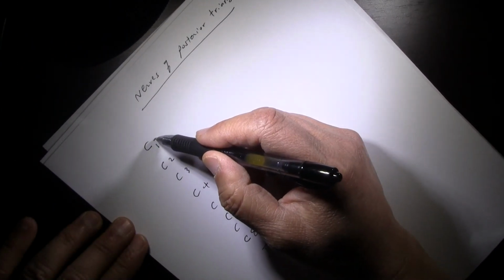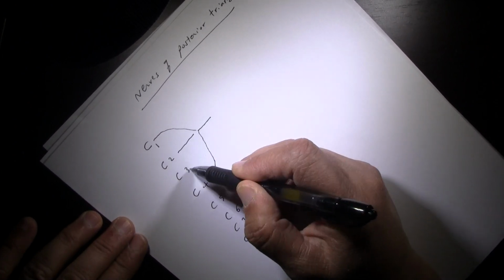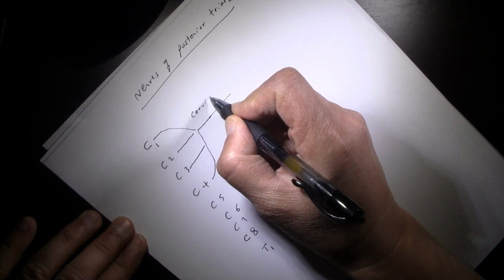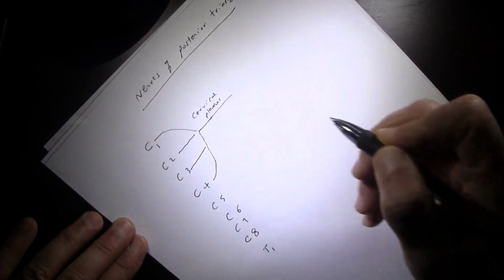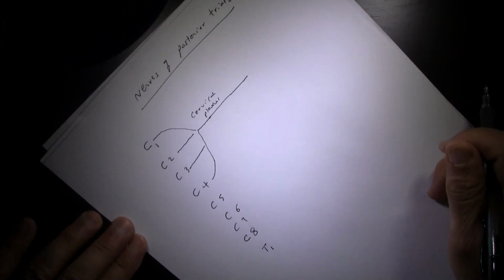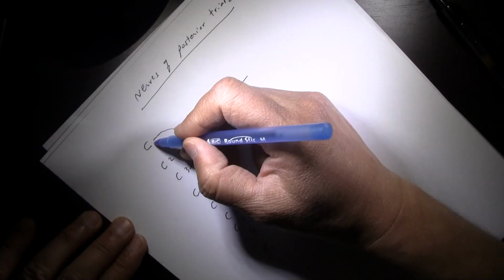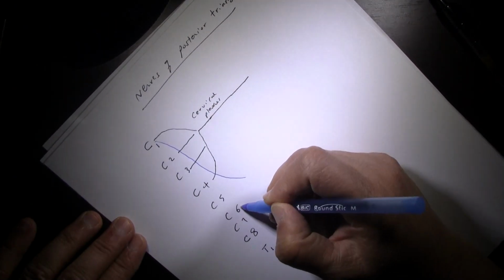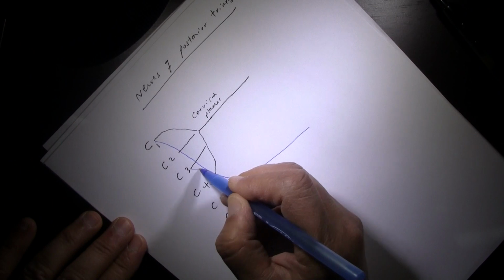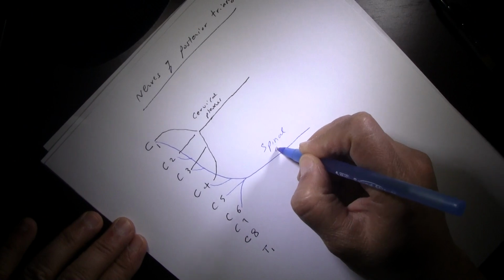C1 to C4 all together form the cervical plexus. We'll talk about the major branches from the cervical plexus. C1 down to C6 form the roots of the spinal accessory.